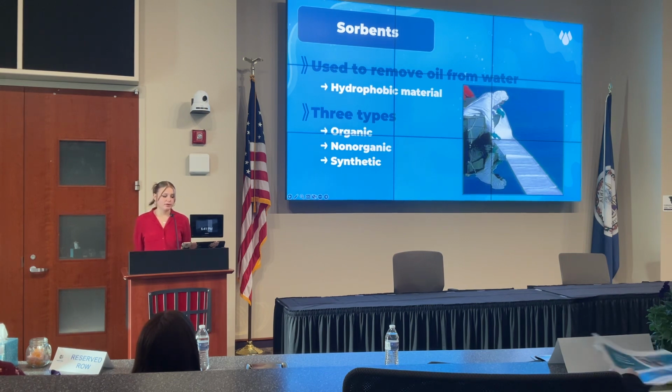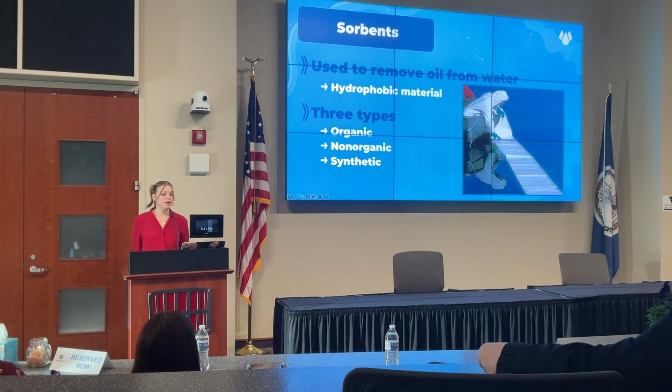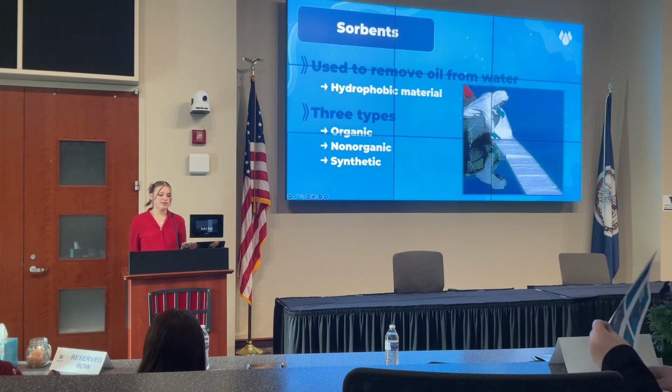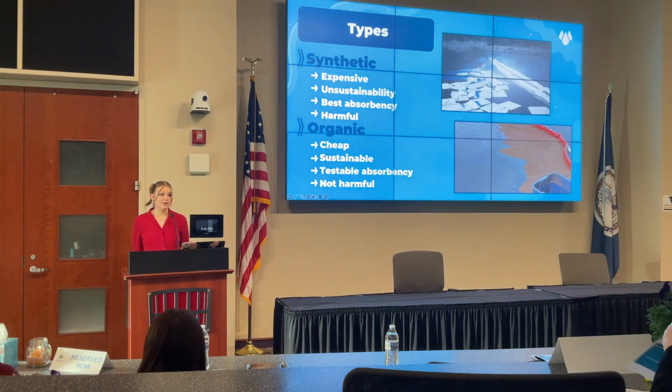Organic sorbents are completely made from the environment and do not contain manufactured byproducts. Synthetic are the complete opposite, and they are fully manufactured, containing chemical and plastic-based products. And non-organic are the ones in between. So they normally have organic origins, like being moss or soil-based, but then contain chemical treatments to create a more hydrophobic material. For my study, I focused on 2 main types, synthetic and organic.